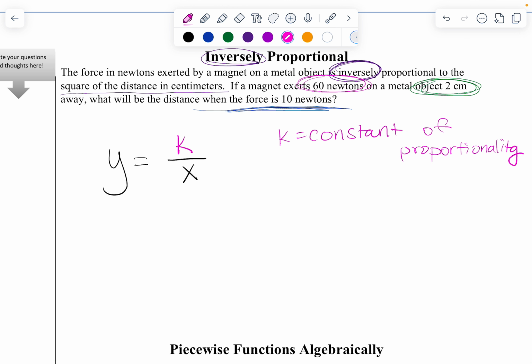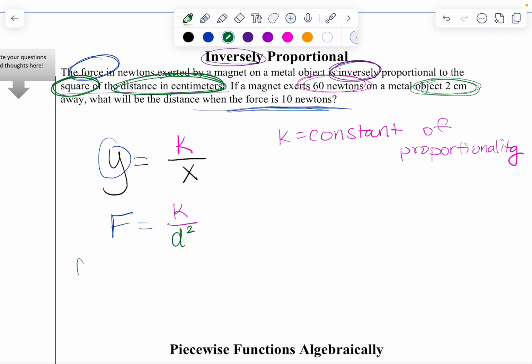Okay, so first, in order to solve for k, we're going to set this up. When we're talking about y, what we're looking at here is force. So we're going to say force equals the constant of proportionality divided by, what's it inversely related to? It's inversely related to its distance in centimeters, and it's also squared. So we're going to put distance squared.